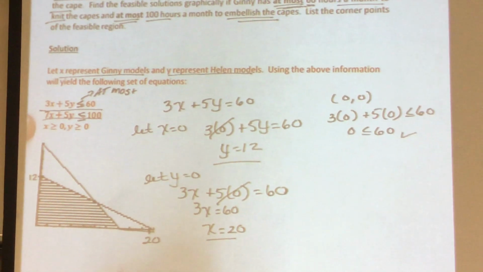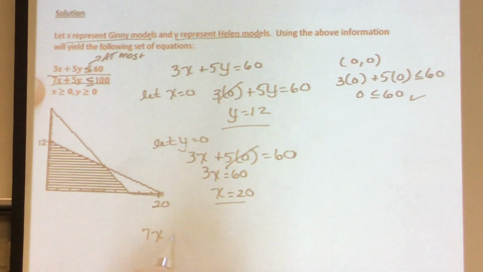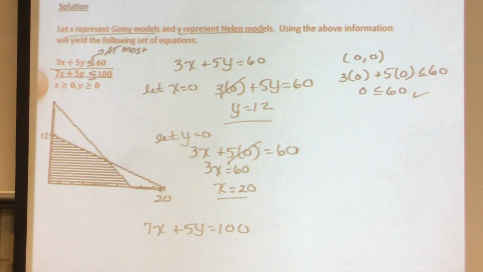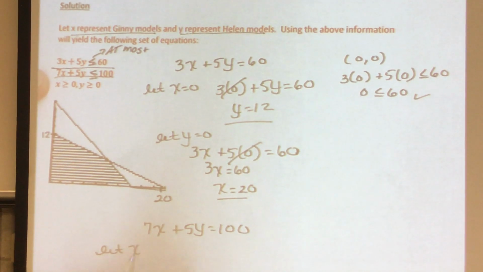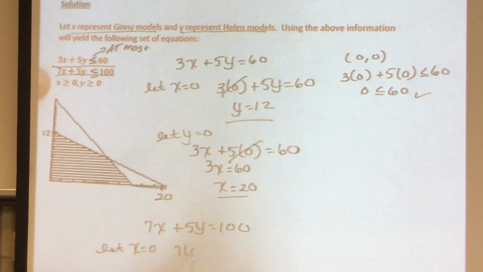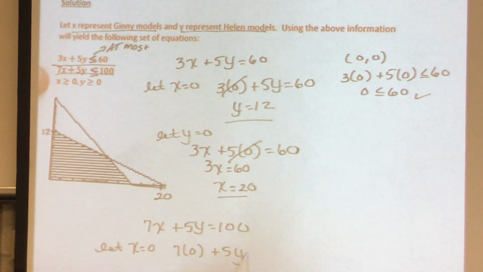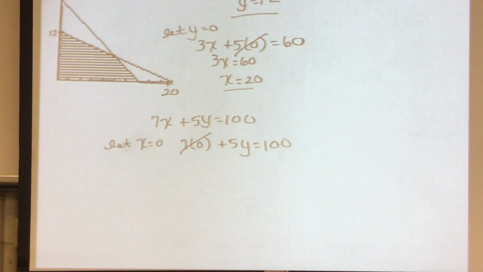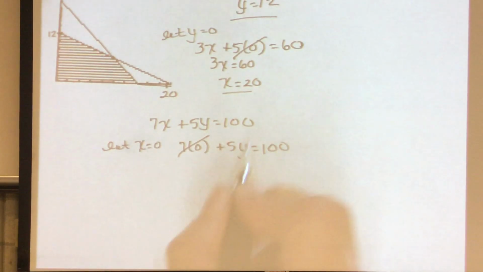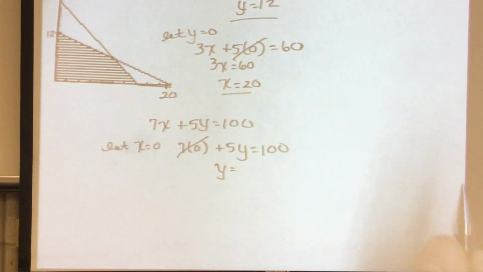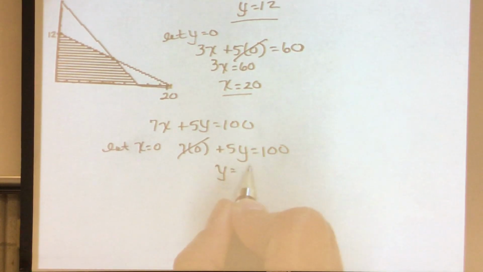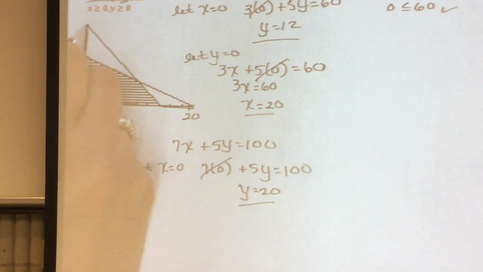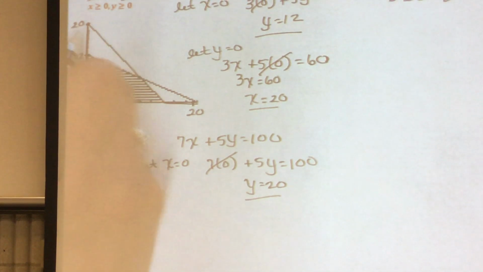Now let's do the second line. We have 7x plus 5y is equal to 100. Let x equal 0 and solve for y. So we have 7 times 0 plus 5y equals 100. Solving for y, y is equal to 100 divided by 5, which is 20. So y is equal to 20, and that is this point right here.